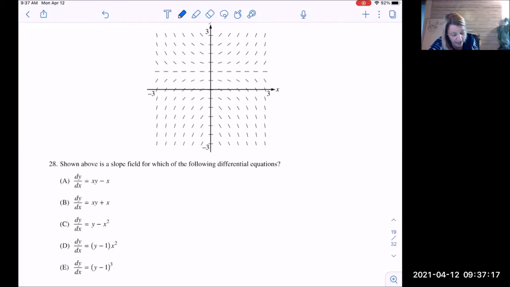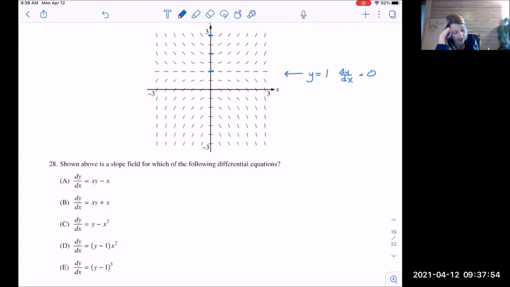So my fresh thinking is I'm going to see right here that at y equals 1, dy/dx is 0. Because this is 1, 2, 3, right? So that's my first look. That's the first thing I saw. When y equals 1, the slope is 0, no matter what x is. So I'm going to go eliminate some of these, maybe.